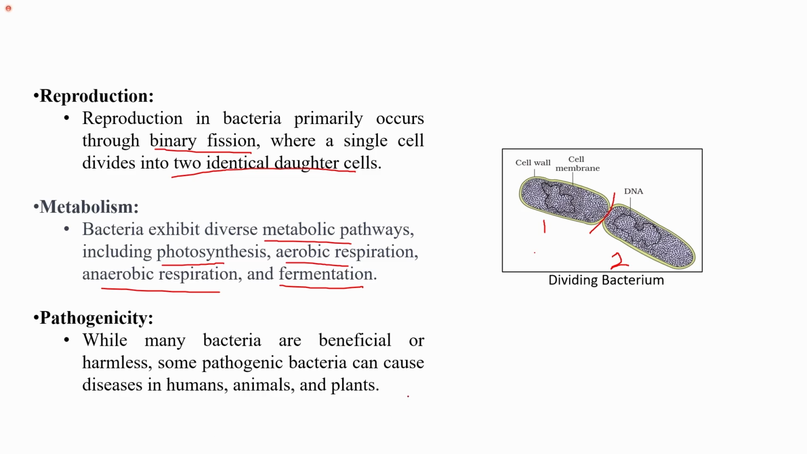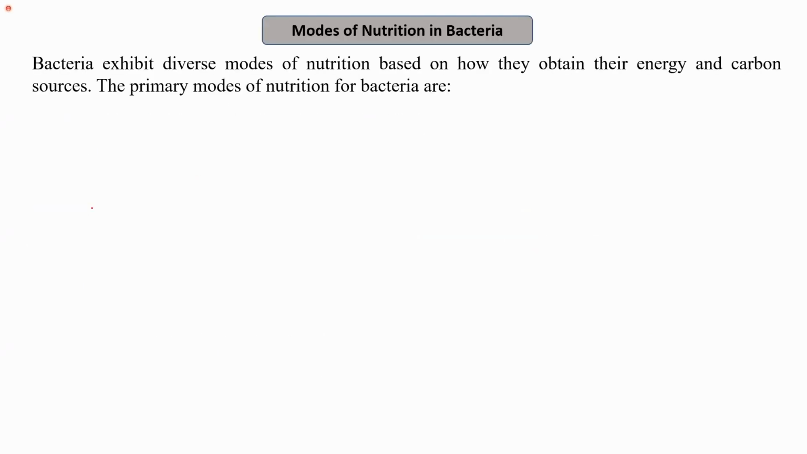There are many bacteria which are beneficial or harmless. Some pathogenic bacteria can cause disease in humans, animals, and plants. So the pathogenicity is there. Some pathogenic bacteria may cause diseases in humans, animals, and plants, while there are certain bacteria which are beneficial or harmless. That is, they do not cause any harm to human beings. Since I mentioned that bacteria exhibit diverse metabolic pathways, we will learn about different modes of nutrition in bacteria.